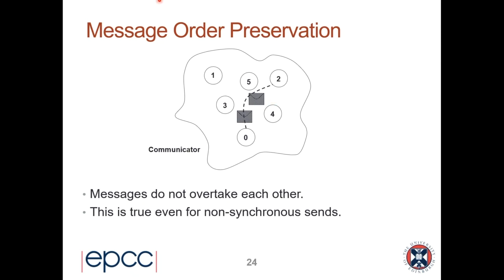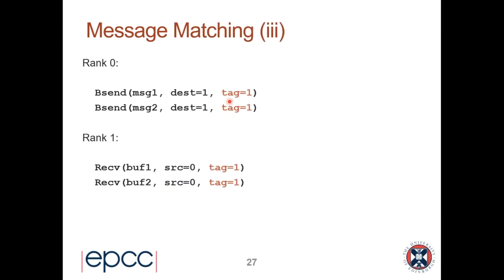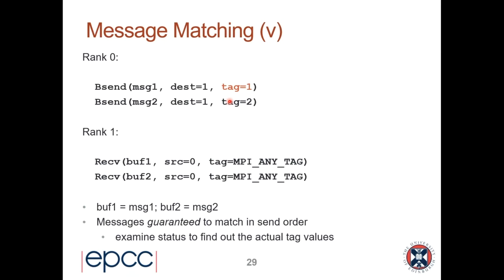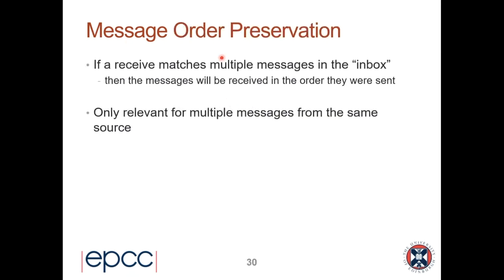Now, it's slightly more subtle than that, and I have some slides here, but it's really beyond this, so I'll skip over them. It's slightly subtle with wildcarding, but basically, if a receive matches multiple messages, I'm thinking of there being an inbox. That's a useful model. If a receive matches multiple messages in the inbox, then the messages will be received in the order they were sent from the same source. It's only relevant for multiple messages from the same source. It doesn't say anything about 2 messages sent from different sources. They can overtake each other, but that doesn't matter because they came from different people.